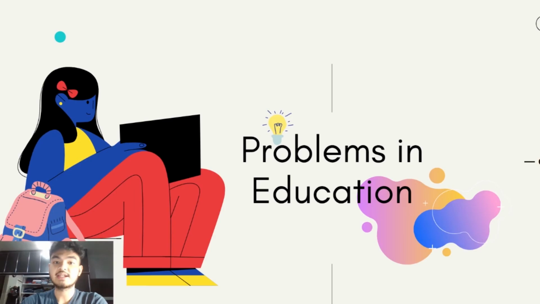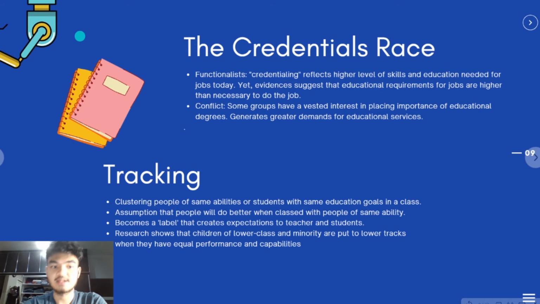Hello, my name is Reggy and I will be talking about problems in education. First, we have the credentials race. Credentials, as we know it, is a title that we have that represents our educational achievement. For example, undergraduate, bachelor's, master's.